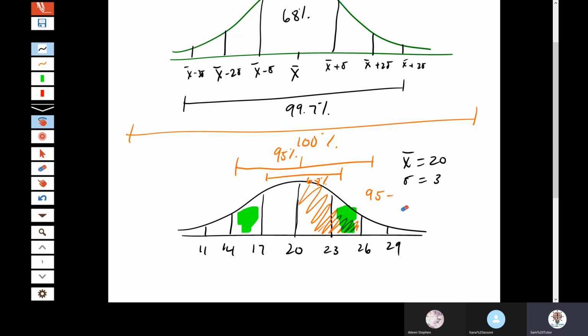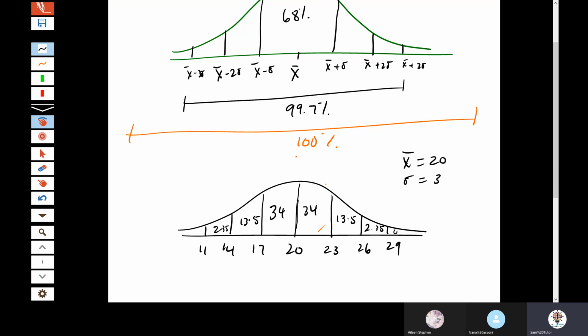Now, I'm going to simplify all this. I was just trying to show you that you could do all this if you wanted to, or you can memorize these numbers. You can memorize the numbers for each individual area. These are obviously 34, 34. The next one is 13 and a half, 13 and a half. The next one is 2.35, 2.35. The last one is 0.15, 0.15. So what you want to remember is 34, 13 and a half, 2.35, 0.15.